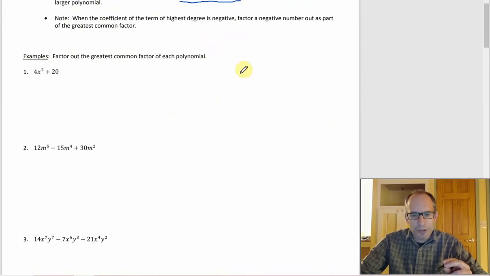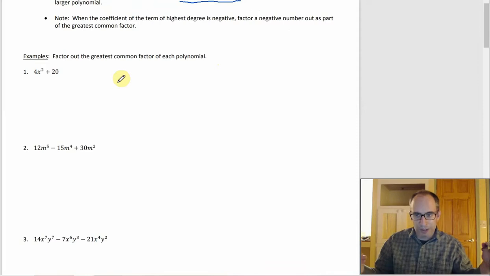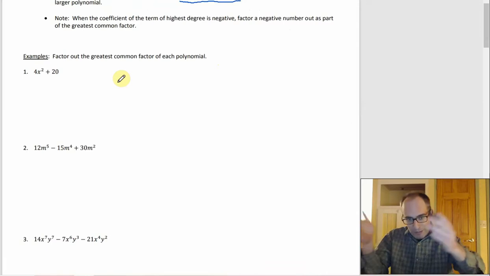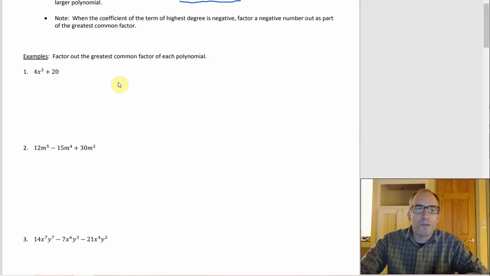So factoring out the greatest common factor, I kind of go piece by piece. I go coefficient, then variable, and see what I can factor out. Or if there are multiple variables, it's coefficient, variable number 1, variable number 2, right? So here, in this first one, the variable is only in the first term, so we're not going to be able to factor that out. There's nothing common to both in terms of x. But with the coefficients, we've got a 4 and a 20. Those are both divisible by 4, right? So you could say this is 4 times x squared plus 4 times 5. I'm just writing it so the 4 is part of each of those products.